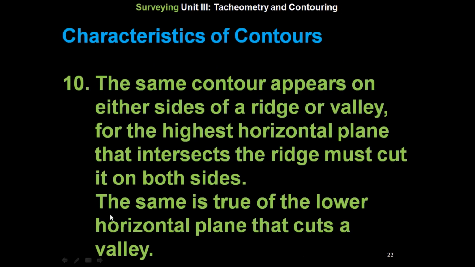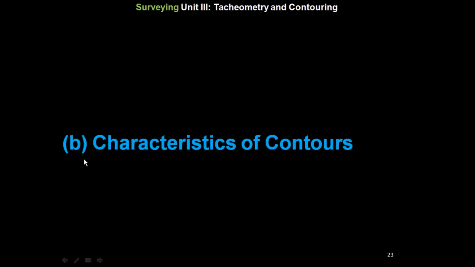Next characteristic, the 10th characteristic of the contour, is the same contour appears on either side of a ridge or valley. For the highest horizontal plane that intersects the ridge must cut it on both sides. The same is true of the lower horizontal plane that cuts a valley. So we have seen the characteristics of contours.